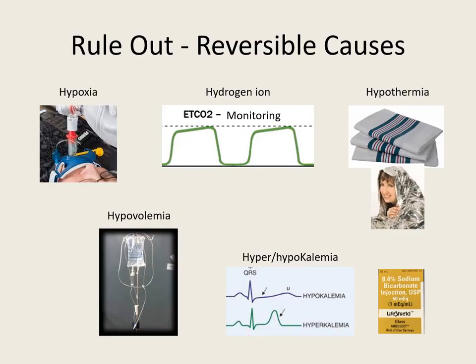And then we're going to look, if it's a PEA, we might be able to see hypo and hyperkalemia. If they've got that hyperkalemia, that's a lot of potassium swimming around the vessels. So hey, you might think about 1 milliequivalent of bicarb per kilo to help shove that potassium back in that body. So there's your H's: hypoxia, hydrogen ions, hypothermia, hypovolemia, and hyper and hypokalemia.